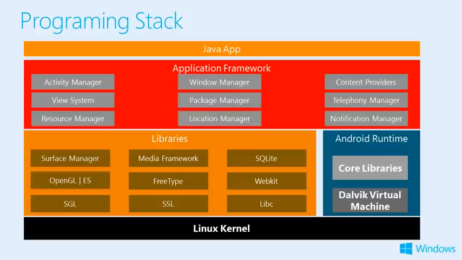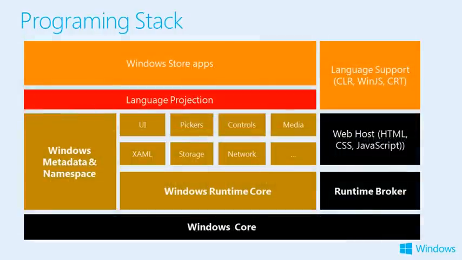Dalvik virtual machine is used to execute Java code. These core libraries provide Java language-specific functionality. The application framework provides the APIs used by Java applications. Next, let's have a look at the programming stack for Windows Store apps. Similarly, the bottom layer is the Windows core, which also provides the driver level support.